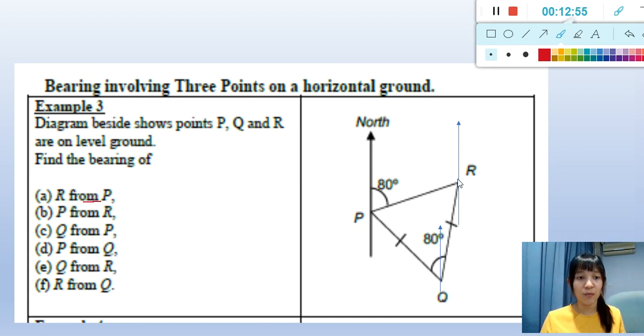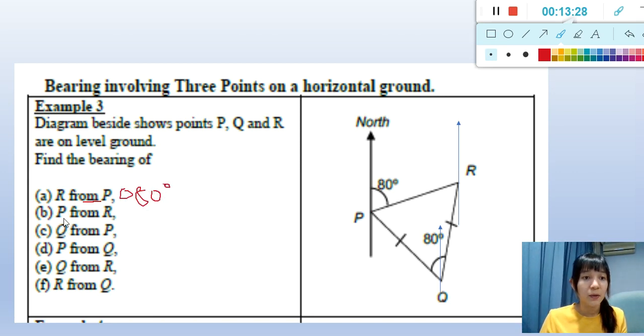R is here from P, meaning for A, you are standing here. Okay, you're standing here, and then what happened? Draw your north line. Yes, it's already drawn for you. Draw your north line, and then you want to rotate, measure to R. You stop this line here because this line is going towards R. So it is given to you, 0 at 0, 3 digit.